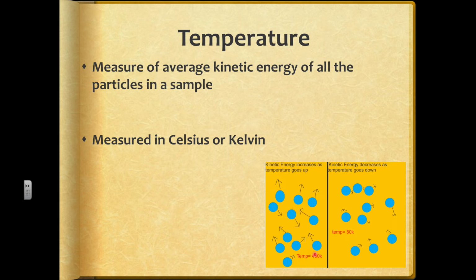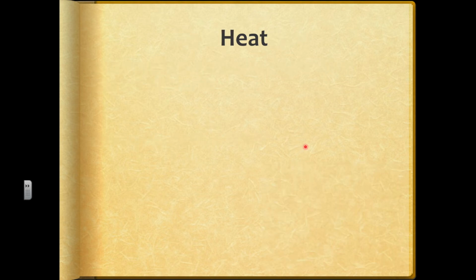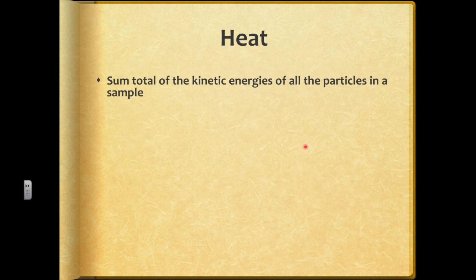Now we have 400 Kelvin here, so the arrows are longer, which symbolizes that they're moving faster. At 50 Kelvin, they are moving slower. We have smaller arrows. Now for heat, that is the sum of the total kinetic energies. So if we added all the kinetic energies together, we would get a much higher total.